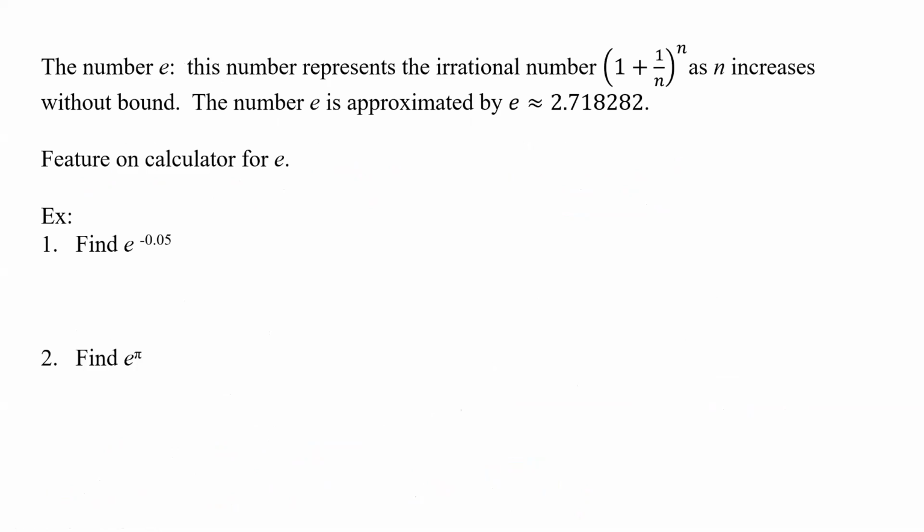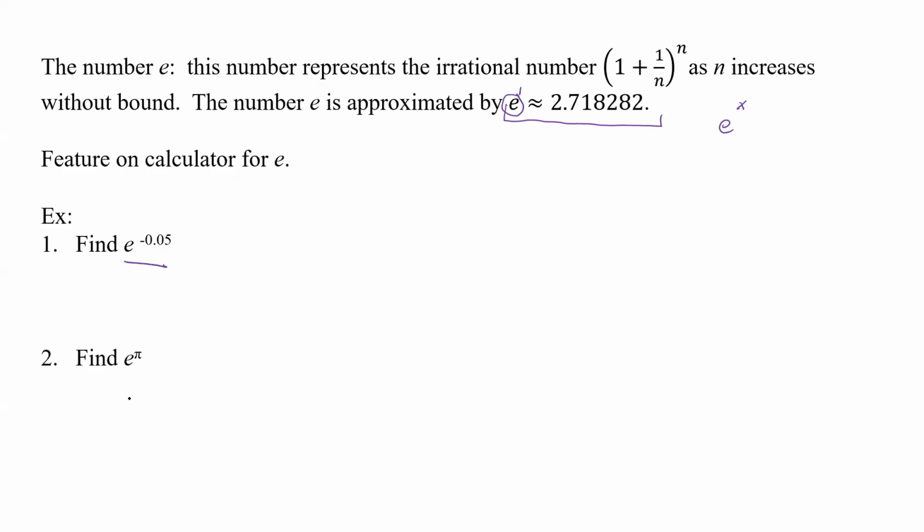Now, we're also going to get into things where we're working with e. The number e represents an irrational number, and its form is 1 plus 1 over n raised to the power n, and n just keeps going on and on to infinity. And if you look at what e is equal to, and we think about that as e to the first, that's approximately 2.718282. Okay, so that's what it equals, but our calculator nicely has a function called e to the x, which we can use. We want to make sure we can use that calculator function.